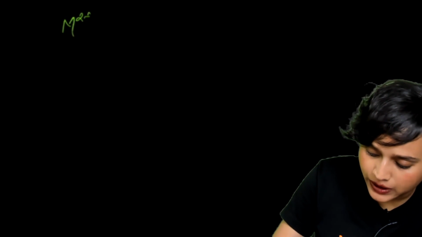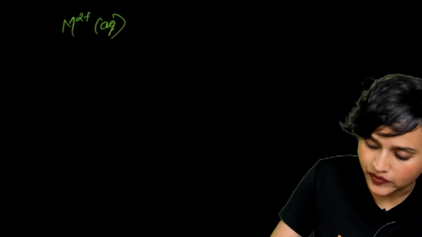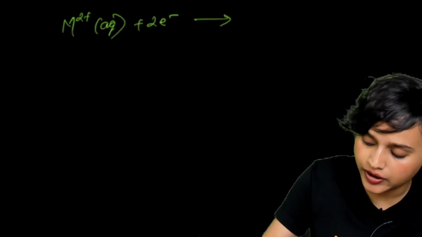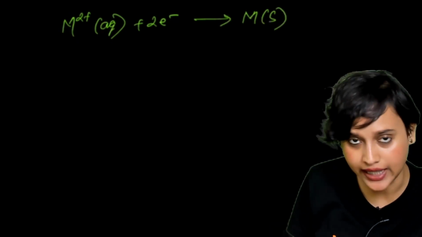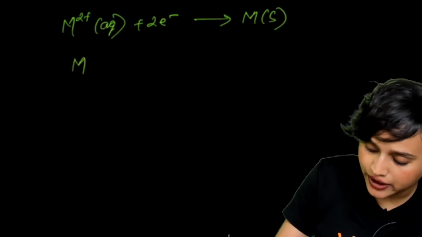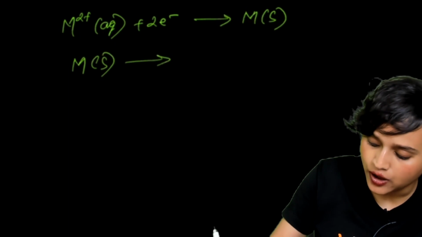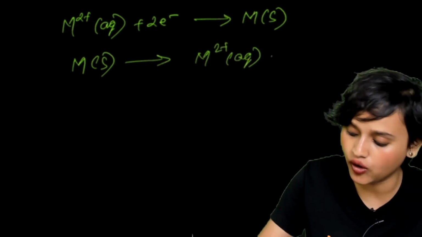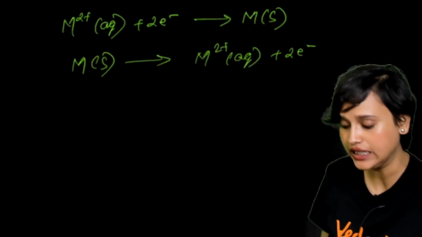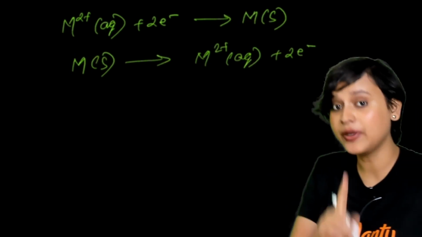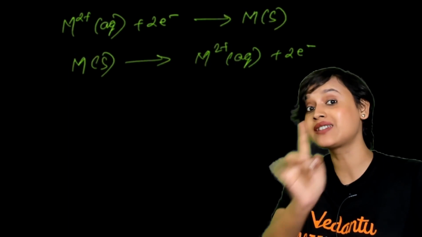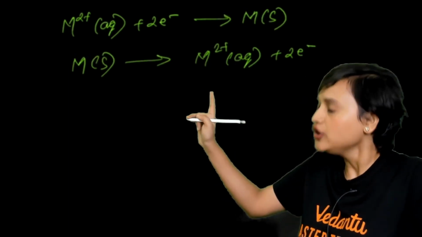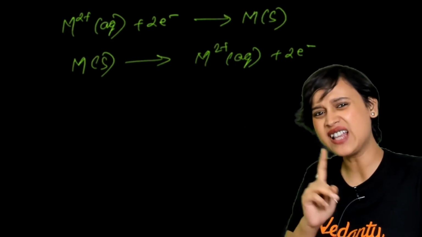Let's write it down here again, okay? So it is M2 plus aqueous plus 2 electrons forming M in solid form, right? Yes. But what did I do? I took the opposite of it. Solid form will be forming M2 plus aqueous, and obviously it will be losing 2 electrons. Correct? This is the reaction that is supposed to happen, and we are only writing this to understand the standard electrode potential. You can read this in NCERT, but it will sound a little confusing.